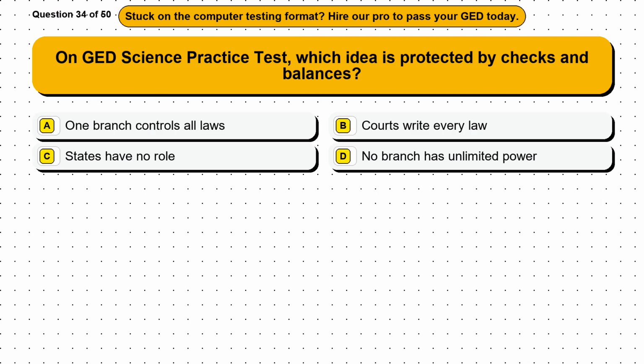Question 34. On GED Science Practice Test, which idea is protected by checks and balances? Option A. One branch controls all laws. Option B. Courts write every law. Option C. States have no role. Option D. No branch has unlimited power.